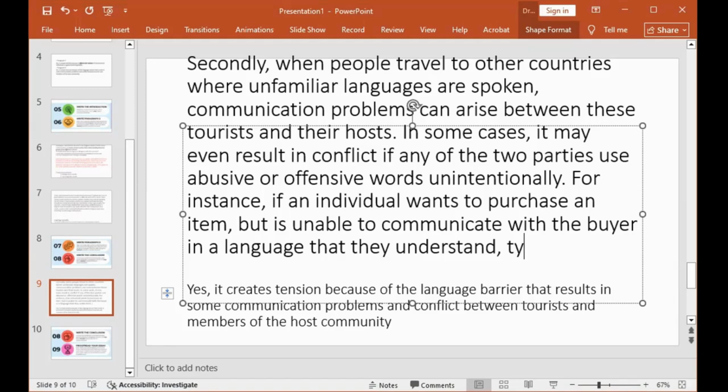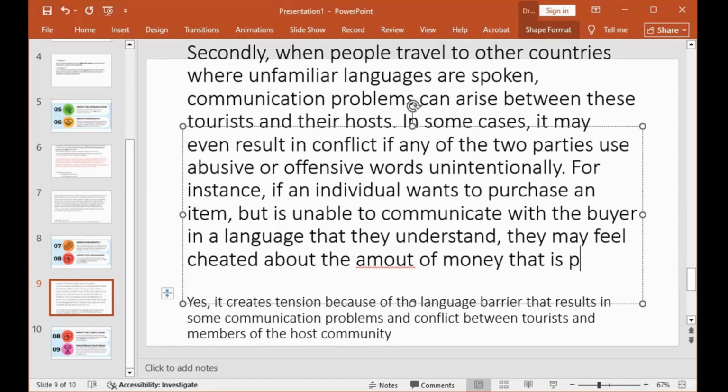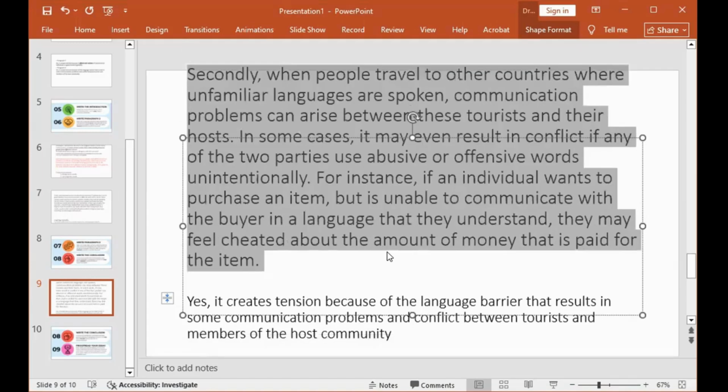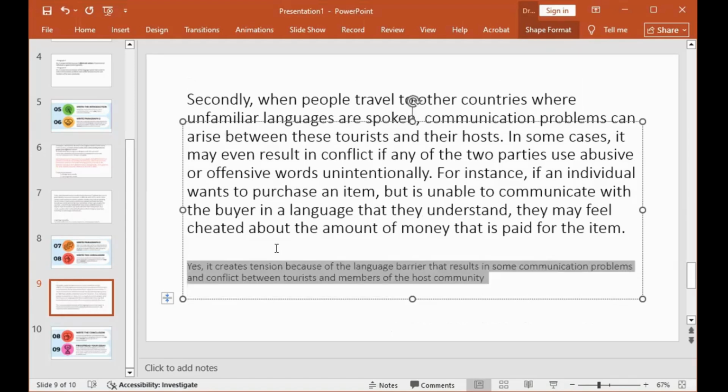they may feel cheated about the amount of money that is paid for the item. So if I'm not able to understand somebody's language and they tell me, okay, this is the amount, and I'm trying to figure out, why is it that expensive? Are you sure? Are you not trying to cheat me? That's what I'm trying to describe here. You get my point?